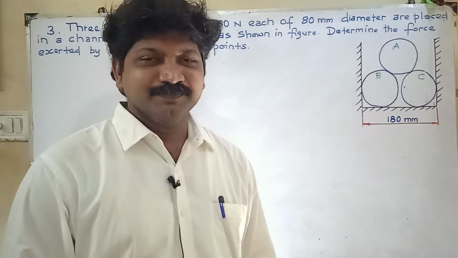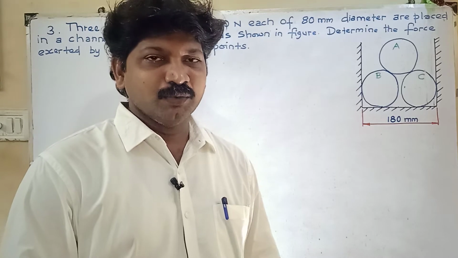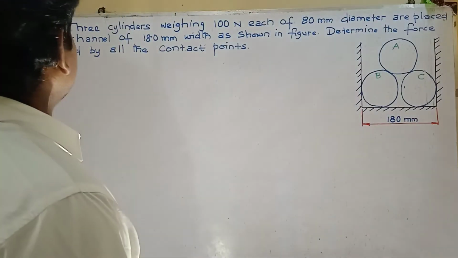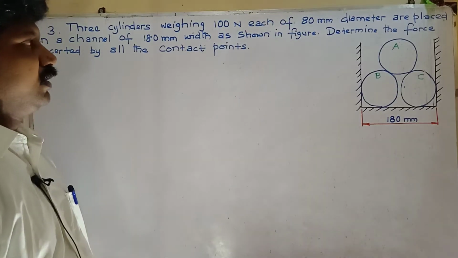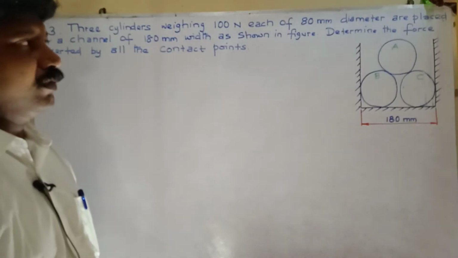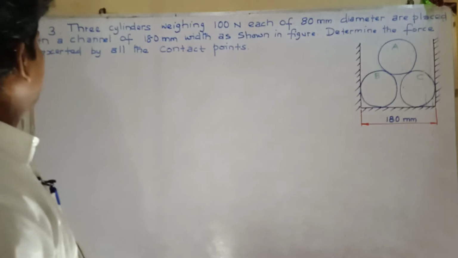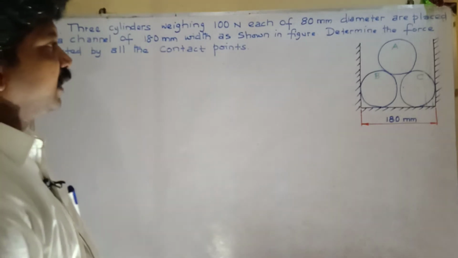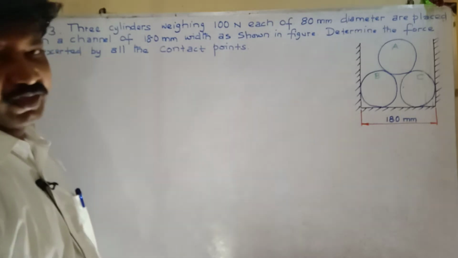Dear students, welcome. Now we are going to solve one more problem in equilibrium of rigid body. Three cylinders weighing 100 Newton, each of 80 mm diameter, are placed in a channel of 180 mm width as shown in figure. Determine the force exerted by all the point of contacts.